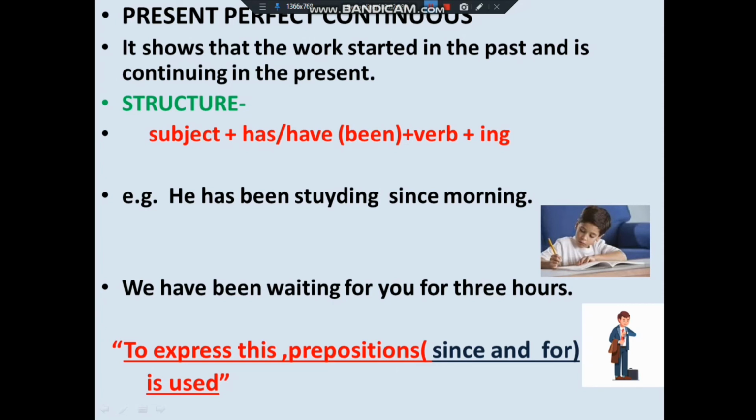Okay children, so to express this, prepositions since and for are used. Since shows when the action started, means beginning time. For shows the period the action has been going on. For shows the duration, and since shows the beginning time. Okay children.